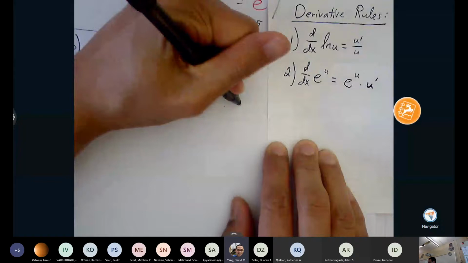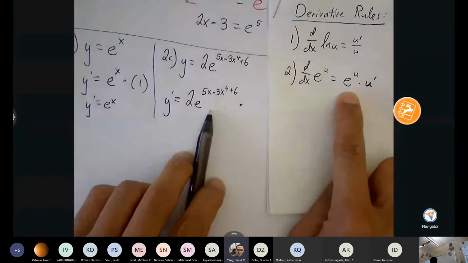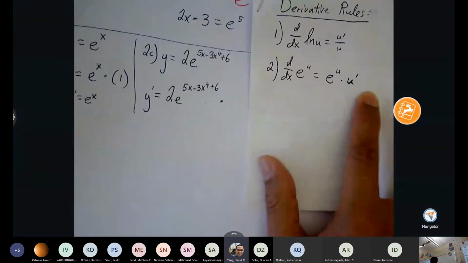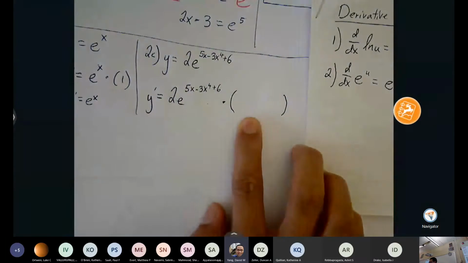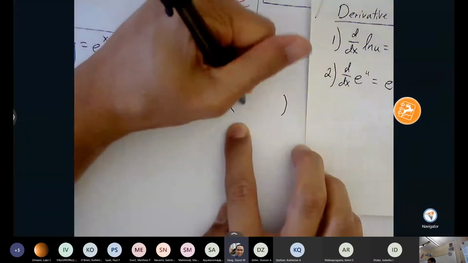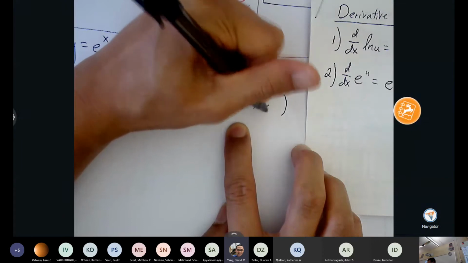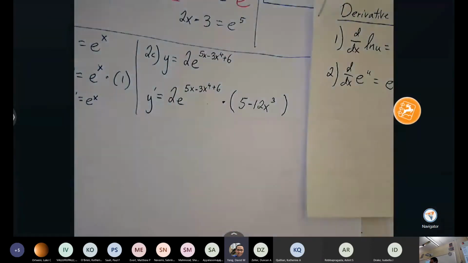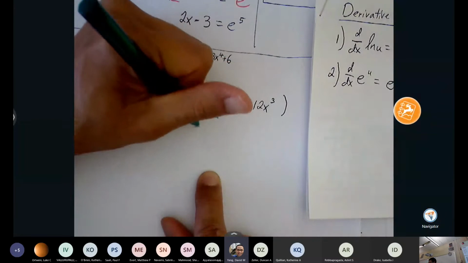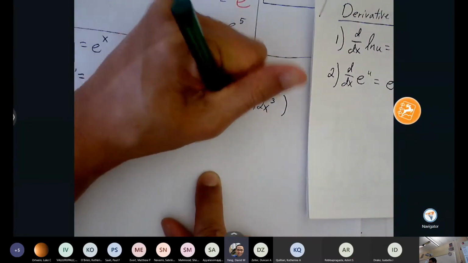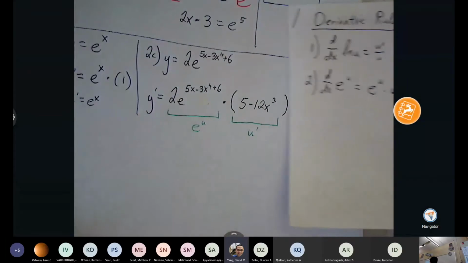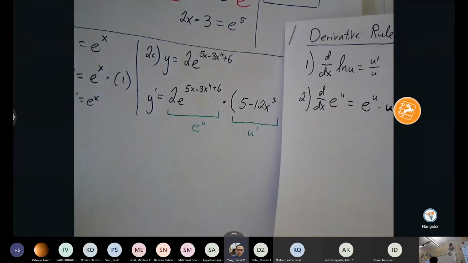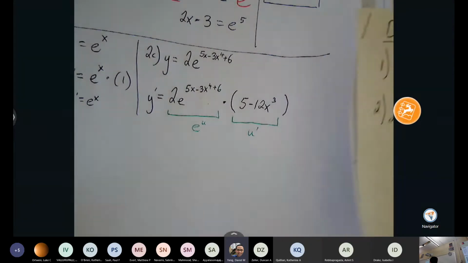All right, times, I got my e to the u showing up. Now I got to do my u prime. So I turn my attention to the exponent, and I'm going to put the derivative in this space here. What's my derivative? 5 minus 4x. And the 6 goes away, right? All right, so let me label what we just did. This is my e to the u. And then this is my u prime. Just following the rule and interpreting whatever it's asking for us to find. No need to clean up. We'll leave it in that form.